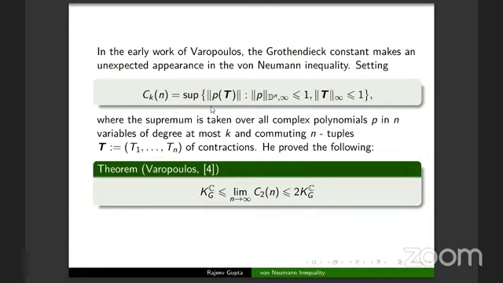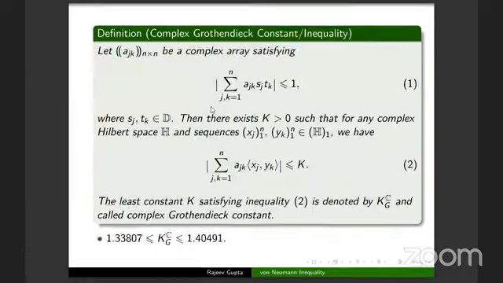So P is a polynomial of degree 2, which is also homogeneous. Then that particular constant is going to be in between: first of all, it is going to be less than or equal to 2 times K_G^C and bigger than or equal to K_G^C. Now, what the hell is this K_G^C?